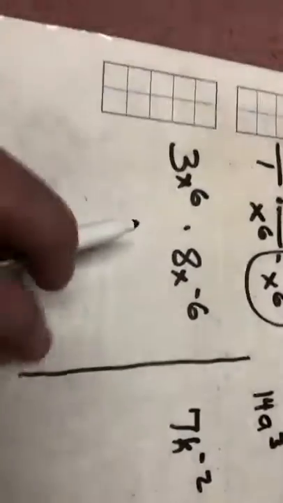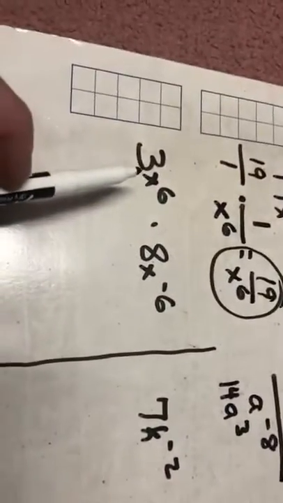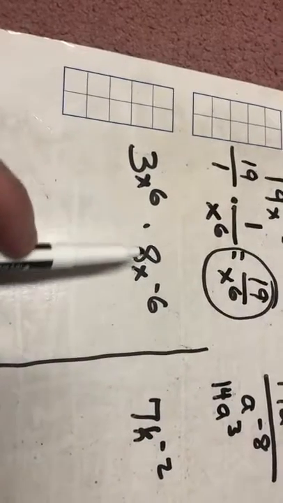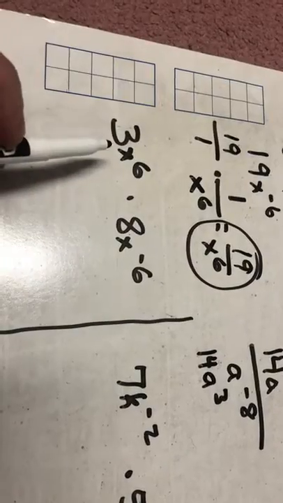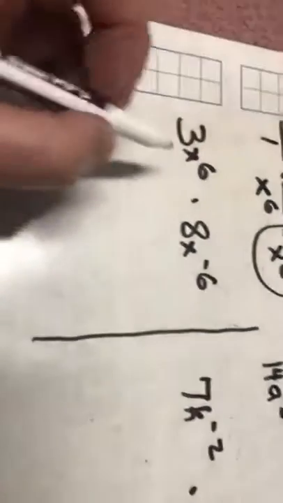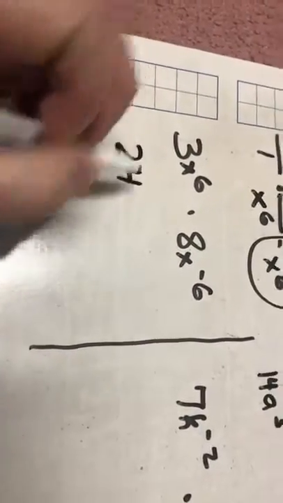All right, moving right along. Here now we have a multiplication problem. 3x to the power of 6 times 8x to the power of negative 6. Well, the first thing I address is the numbers. 3 times 8. Well, 3 times 8 is 24.